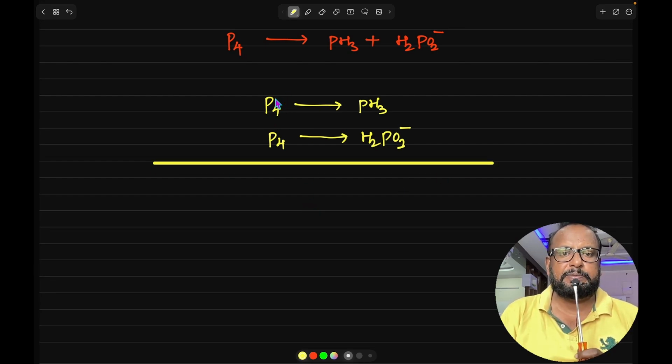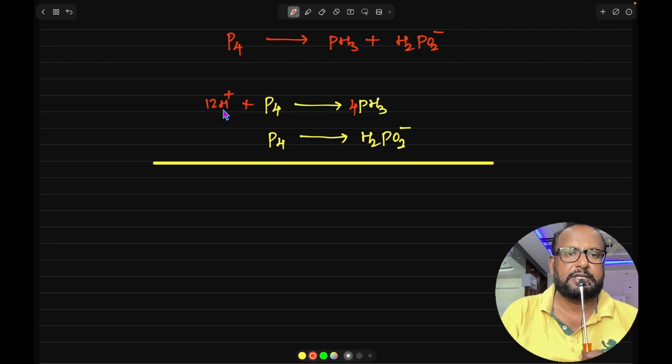First we'll balance the phosphorus. We have 4 phosphorus here, so I need 4 phosphorus here. I got 12 hydrogens here, so I add 12 H+ ions on the left side. Then I have 12 H+ ions, so I'll add 12 electrons here.